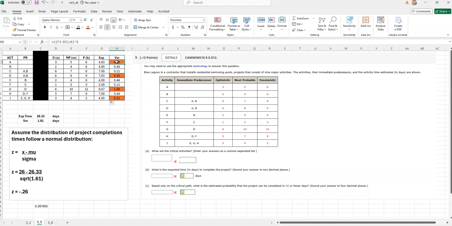Again, if you look in the book, the variance for each activity is computed by taking the pessimistic value minus the optimistic value, dividing that by 6, and whatever that quotient is, you square it, and you get the variance. All you need to do is pull that down, and then you will have the variance for each activity.